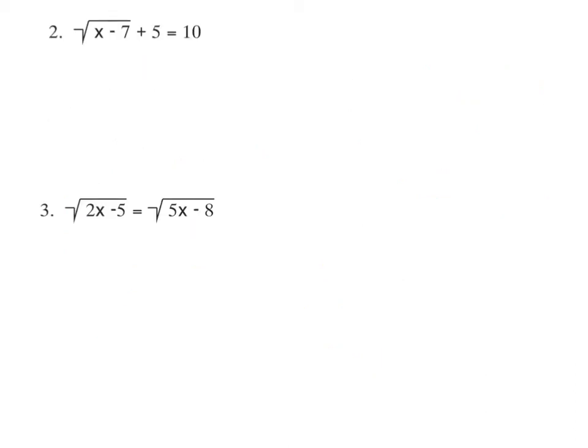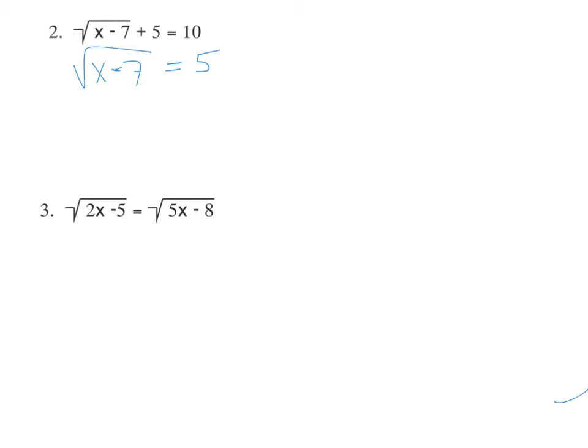In example number 2, you'll notice I have the square root of x minus 7 plus 5 equals 10. Well, when I square both sides, I square the entire side. So if I'm going to square this, I have to square this whole thing and this whole thing. I don't want to square this whole thing, because then I'll have to FOIL it because of this plus sign here. So my first step is to get this square root by itself, and I can do that by subtracting 5 from both sides.